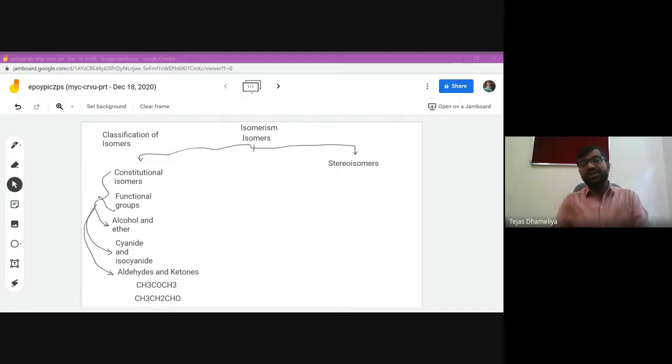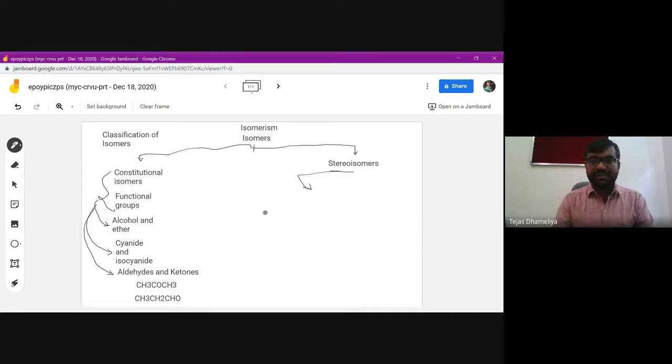So what are stereoisomers? Friends, these stereoisomers are a kind of isomers. But what is the meaning of stereo? Stereo is a word which means three dimensions. Three dimensions means, you know, if I say one dimension, simply, this is a point. Okay.